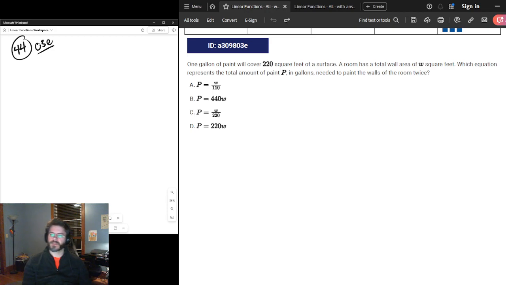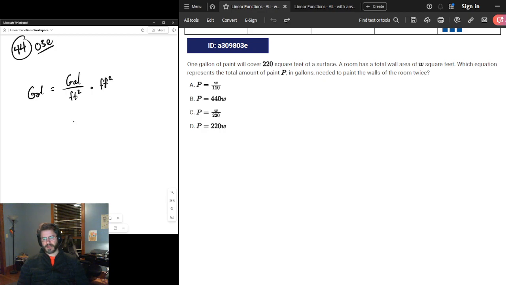Or should we, wait, hold on. I was thinking that was a coordinate point, but that actually is not. Area is W, so basically our x is the W. Which equation? Gallons is P. So I want the gallons to be the numerator there. We want gallons per square feet times square feet to be equal to gallons.